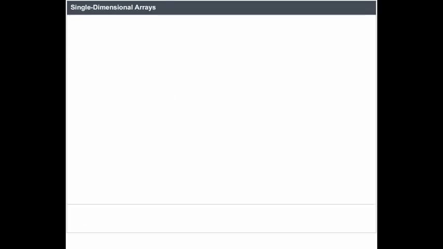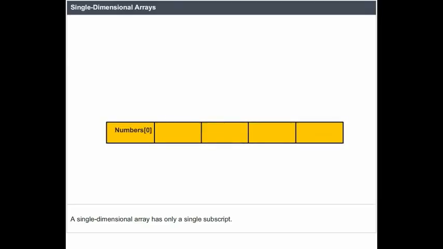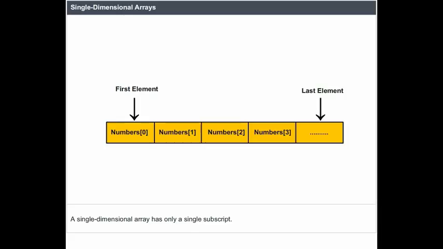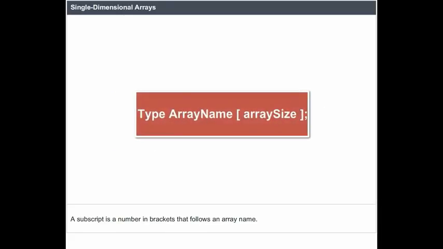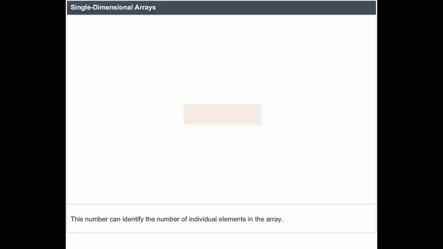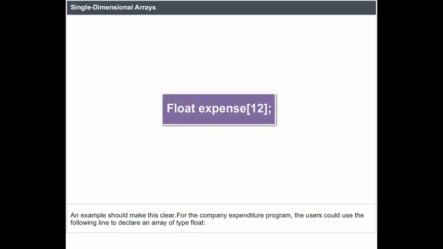Single-dimensional arrays. A single-dimensional array has only a single subscript. A subscript is a number in brackets that follows an array name. This number can identify the number of individual elements in the array. An example should make this clear.